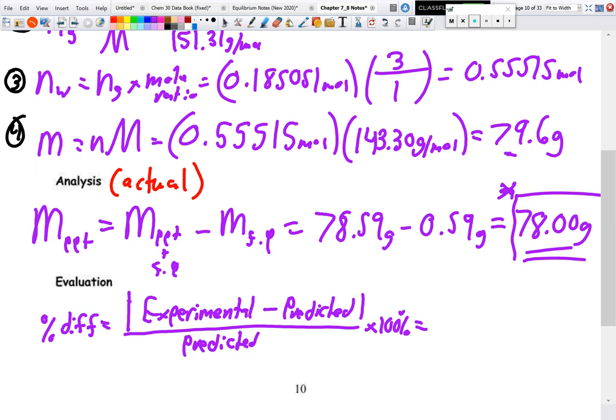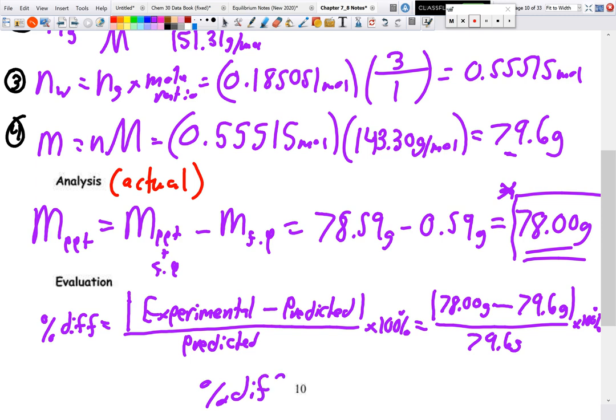So our experimental value is, of course, the one that we actually collect, right? So that is our 78.00 grams minus our predicted, that's our stoichiometry, 79.6 grams, all over our predicted 79.6 grams times 100%. And when we do this, we get our percent difference should be equal to 2.01%. And of course, 3 significant digits because that's what we have up at the beginning of the question. And of course, even this one right here, our 79.6.